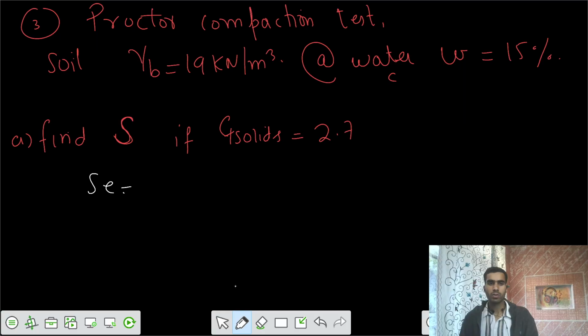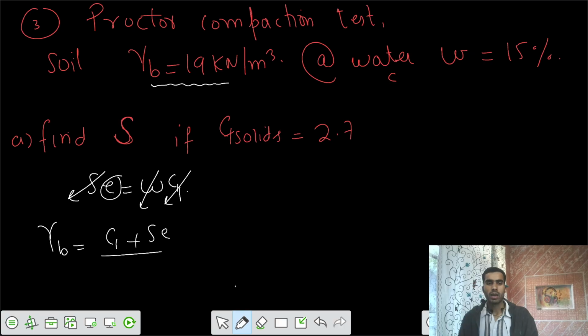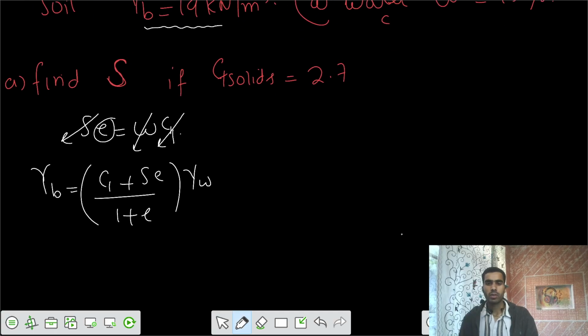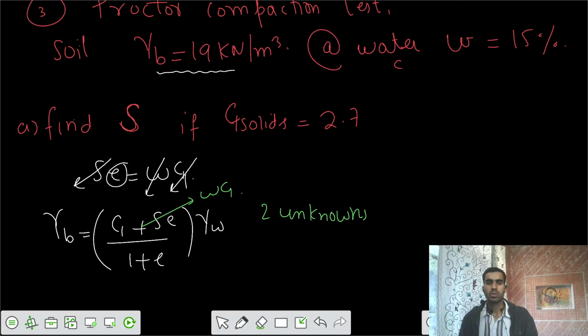We have the equation S equals to WG. Our water content is given, and your value of G is also given. So to get the value of S, first you need to get the value of E. And we have given you gamma bulk. If I write gamma bulk equals to (G plus SE) by (1 plus E) times gamma W, and we have the equation SE equals to WG, but here we have two unknowns. Which of these are your two unknowns? One is the value of S, one is the value of E. So we have two unknowns from this relation.